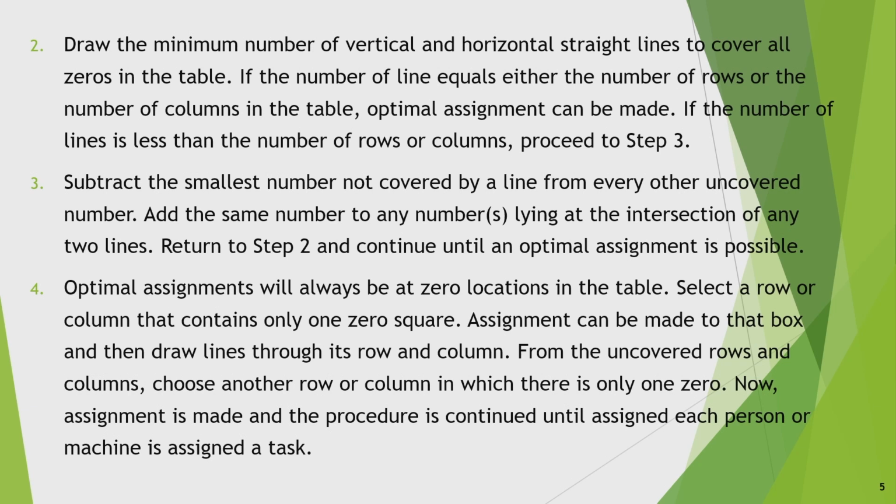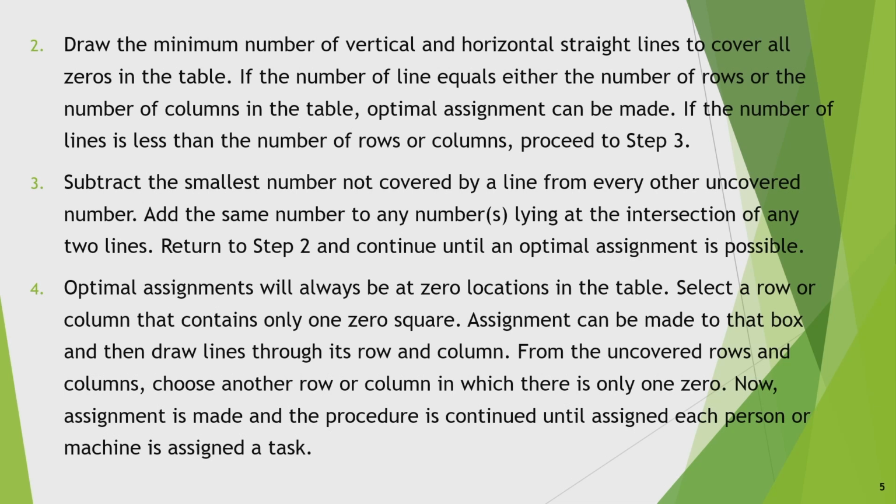Select a row or column that contains only 1 zero square. Assignment can be made to that box and then draw lines through its row and column. That means this is finished. From the uncovered rows and columns, choose another row or column in which there is only 1 zero. Now assignment is made and the procedure is continued. New assignment is made and the procedure is continued until each person or machine is assigned a task.